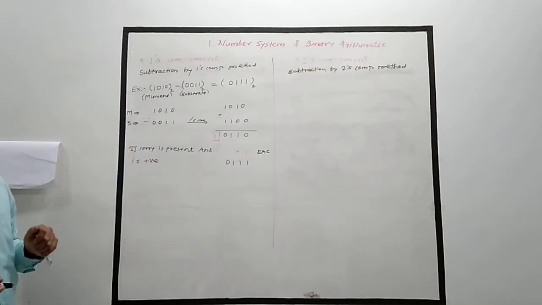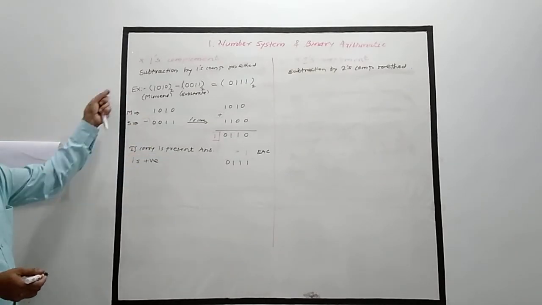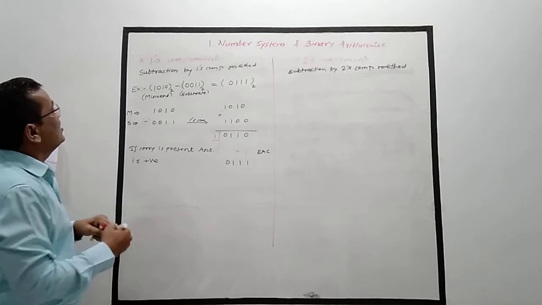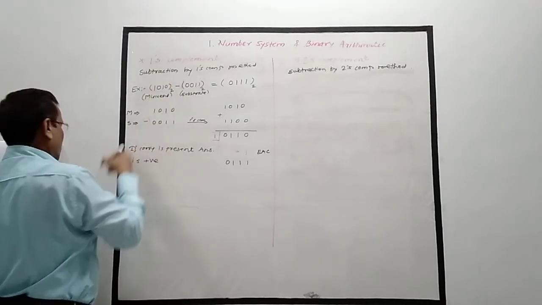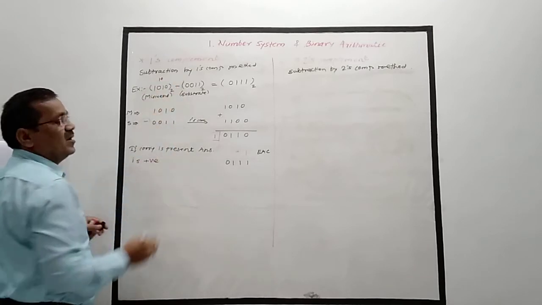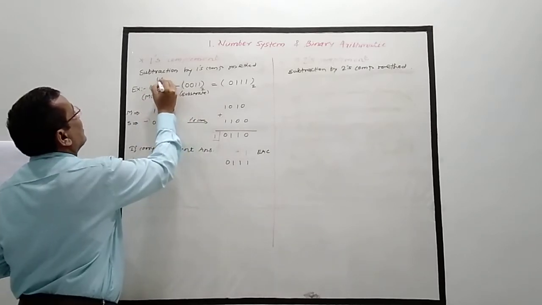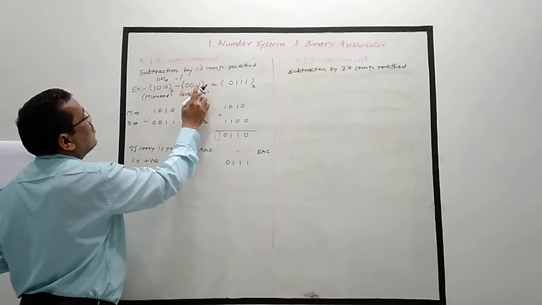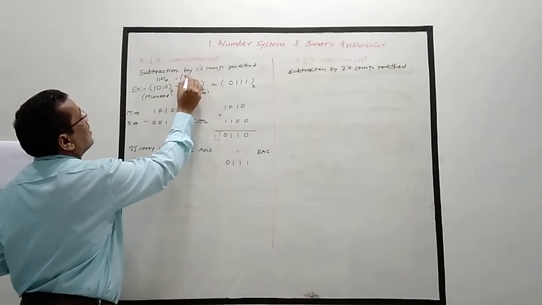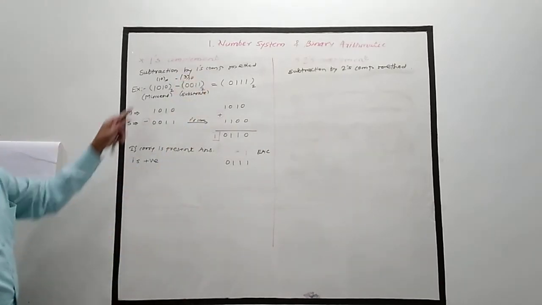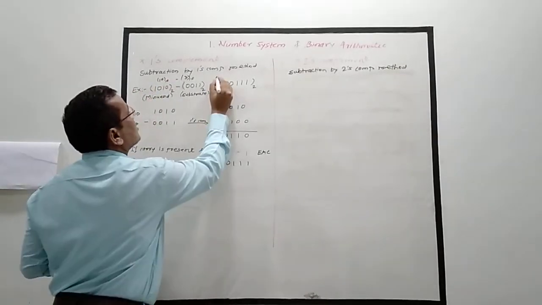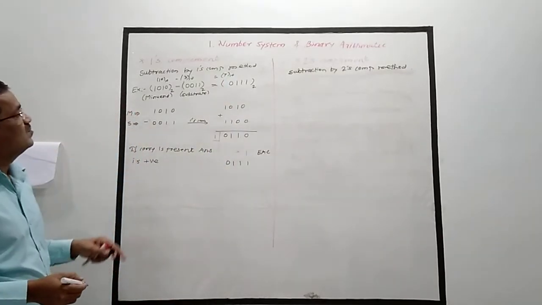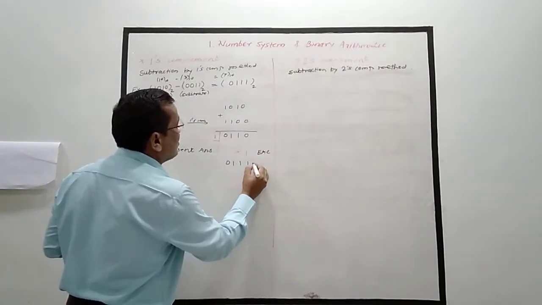You can verify this subtraction by converting the numbers into their decimal equivalents. 1010 stands for 10 in decimal, minus 0011, which is 3 in the decimal number system. So 10 minus 3 is equal to 7. So it is 7 in decimal, and here it is also equal to 7 in decimal.